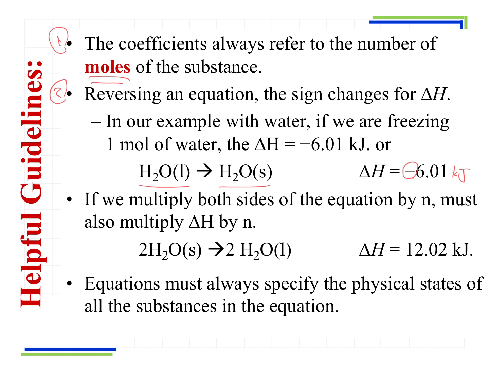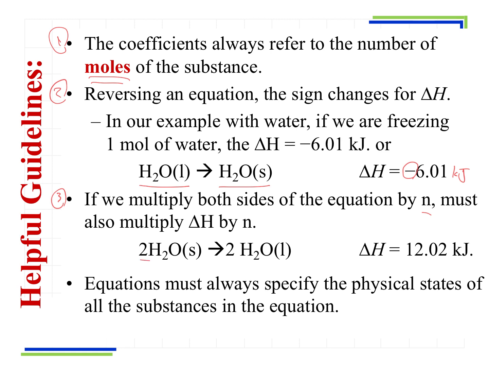That's the second important thing that you have to remember. The third one: if we multiply both sides of the equation, both reactants and products, by a number n, we must also multiply delta H by the same number.